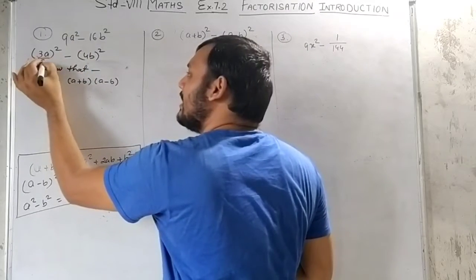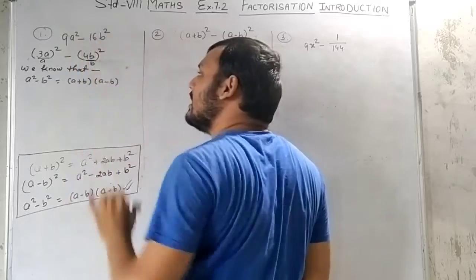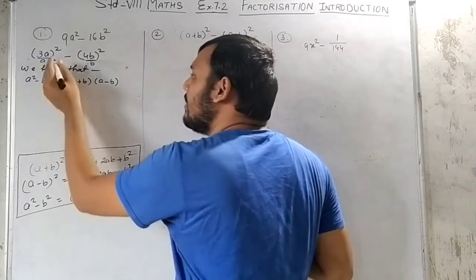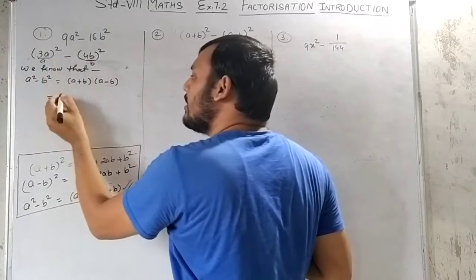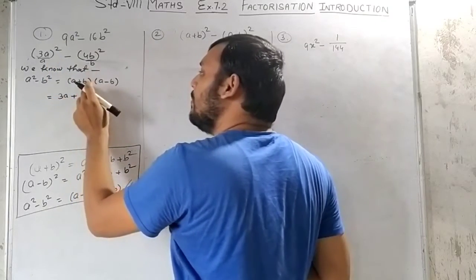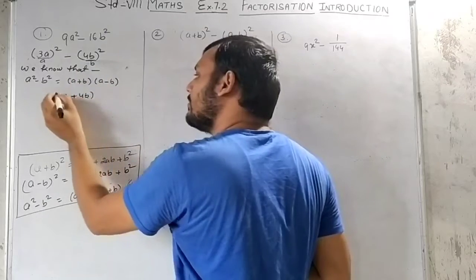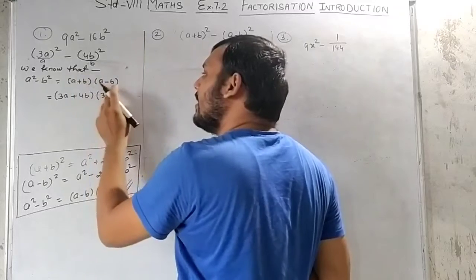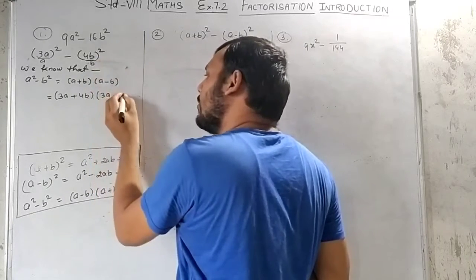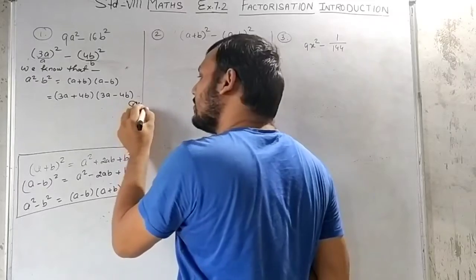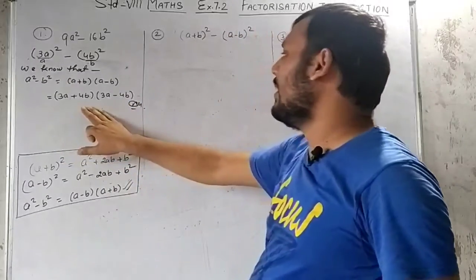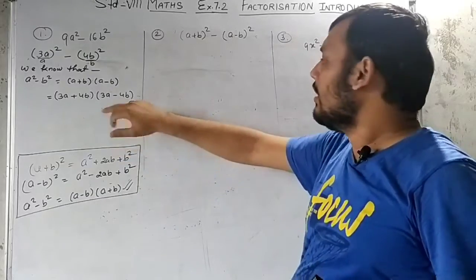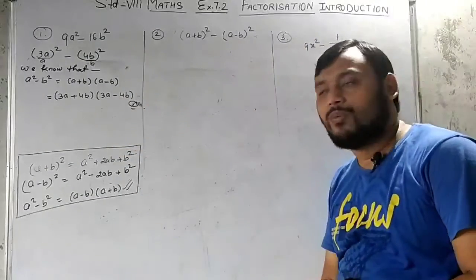This one you consider as a, and this one you consider as b. So for a square minus b square, what will our answer be? a plus b. a is 3a, plus b is 4b. Next, a minus b: a is 3a, minus b is 4b. This is our answer: 3a plus 4b in the first bracket, and in the very next bracket 3a minus 4b. This will be our answer for question number 1.